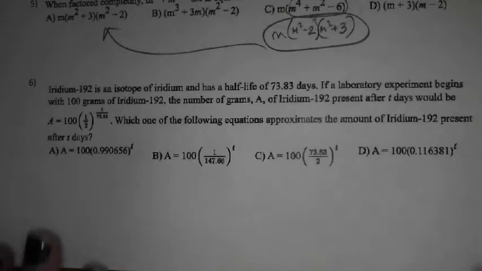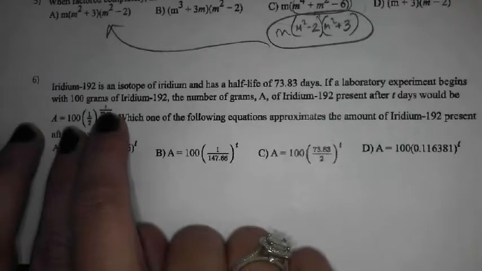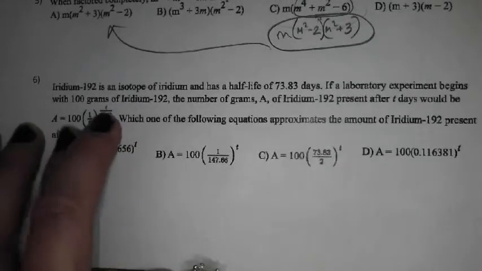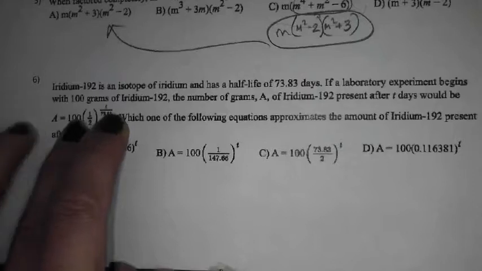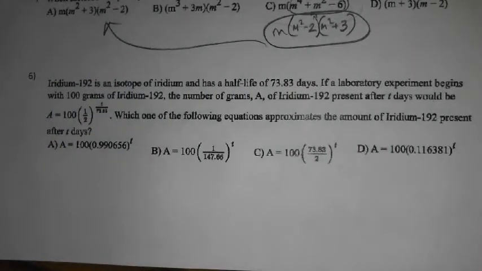So, again, you could plug in any random number of days. Plug in 50 days. See how much of this is left. And then see which one matches. I think we need to do a better job problem solving around questions that we're not sure necessarily how to do the right way.